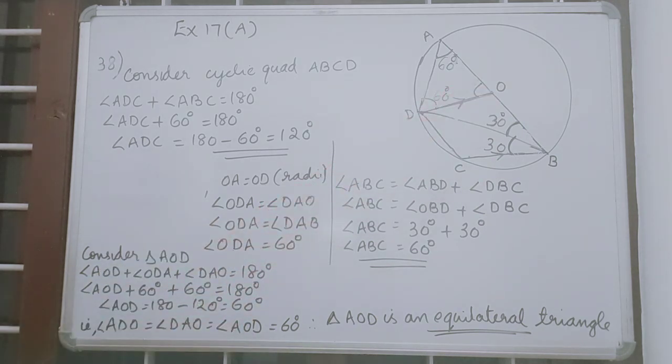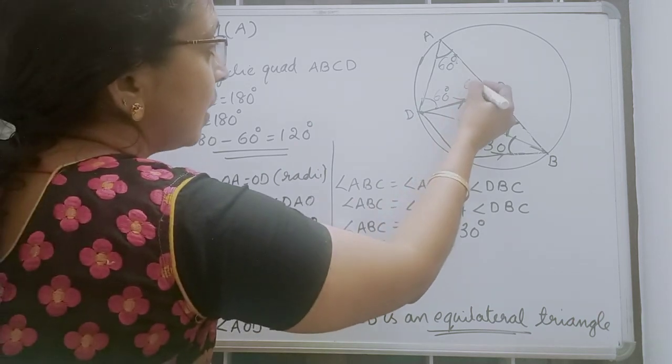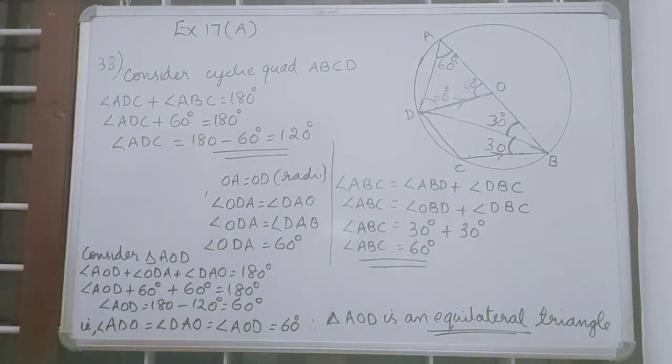So these three angle measurements we got as 60 degree. That is, all are equal. All measures are equal. So we can say that 60, 60, 60. So triangle AOD is an equilateral triangle.